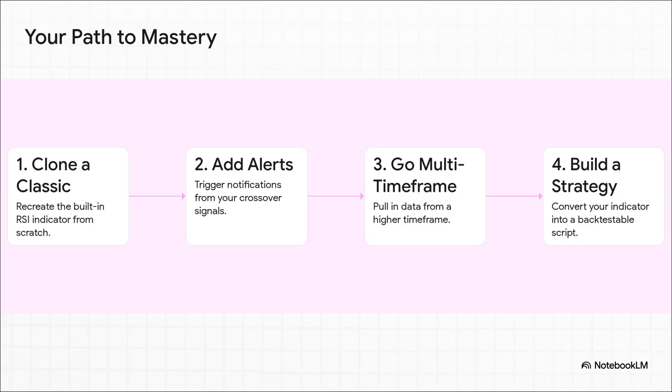First, try rebuilding a classic indicator, like the RSI, completely from scratch. Then, go back to the crossover script we just built and add alerts to it. After that, you can level up by pulling data from, say, a daily chart onto your 15-minute chart. And the final boss, really, is to convert your visual indicator into a full strategy script so you can see how it would have actually performed over time.